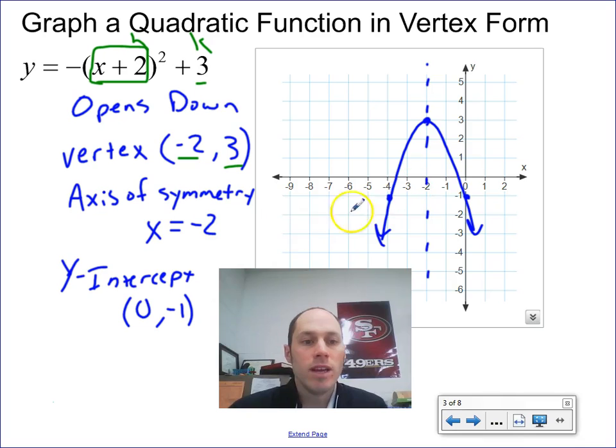Then to find a convenient point, I can find that y-intercept. Plug 0 in. 0 plus 2 is 2. Squared, it's 4. Multiplied by negative 1 is negative 4. Add 3 is negative 1. So I plot 0, negative 1. Count 2 units across, and I know I have another point at negative 4, negative 1. Three points are all I need for a parabola.